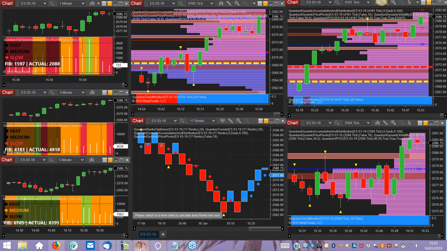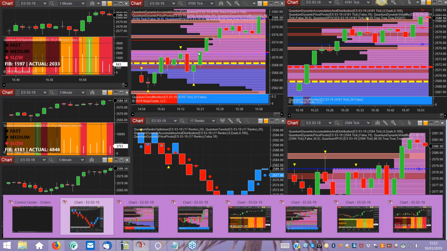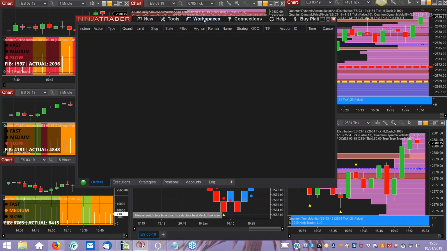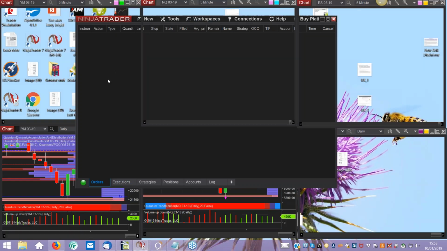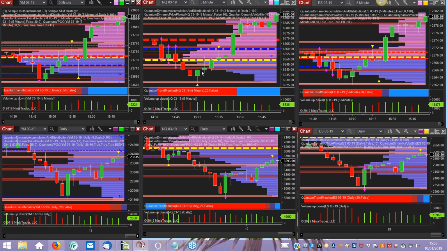Let's head over to the time-based charts for a minute. Let's just go over here, see if they're all doing the same thing. There we go. More conventional charts, from a time-based perspective. I've got basically the three indices here now. I've got the YM on the left, the NQ in the middle, and the ES on the right. And then down at the bottom, I have the daily time frames.